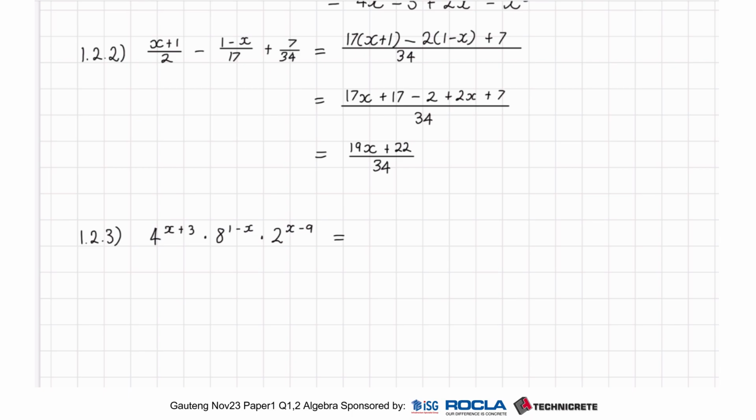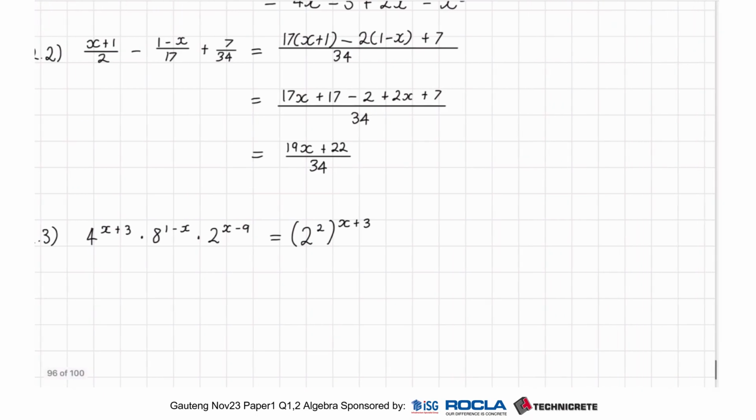So I'm going to rewrite these numbers to have the same bases, and I can see that the lowest base is 2, and I know that I can definitely write 8 in terms of base 2, and I can write 4 in terms of base 2. So instead of 4, I'm going to write 2 squared, and that is still raised to the x plus 3. And multiplied, instead of 8, I'm going to write 2 cubed, which is still raised to the 1 minus x, and then my 2 stays the same.